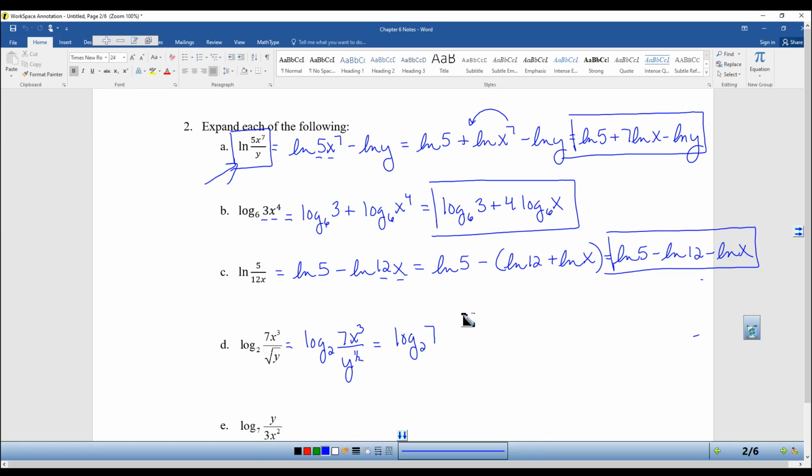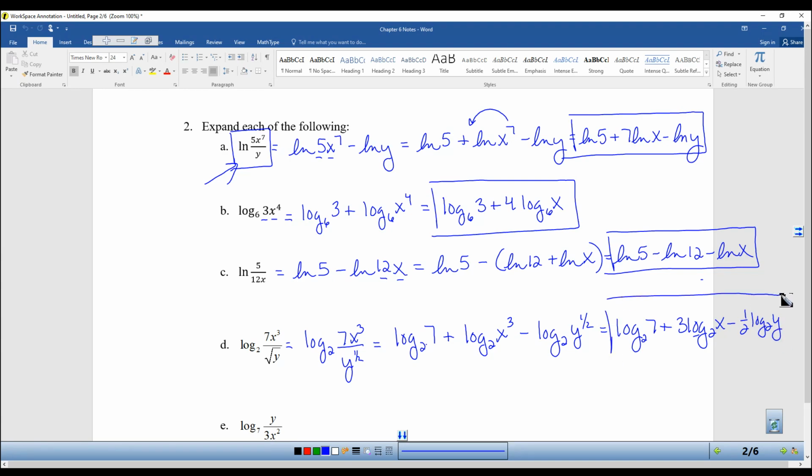So I was doing these out a little bit slowly. You can go a little bit faster if you're understanding what's going on, and that is do all the multiplication and division at the same time. So all of these things are being multiplied, they get added, and at the same step, this is being divided, so I change this to subtraction. And then my last step is to move any exponents to the front. Minus 1/2 log base 2 of y. And that's your final answer.